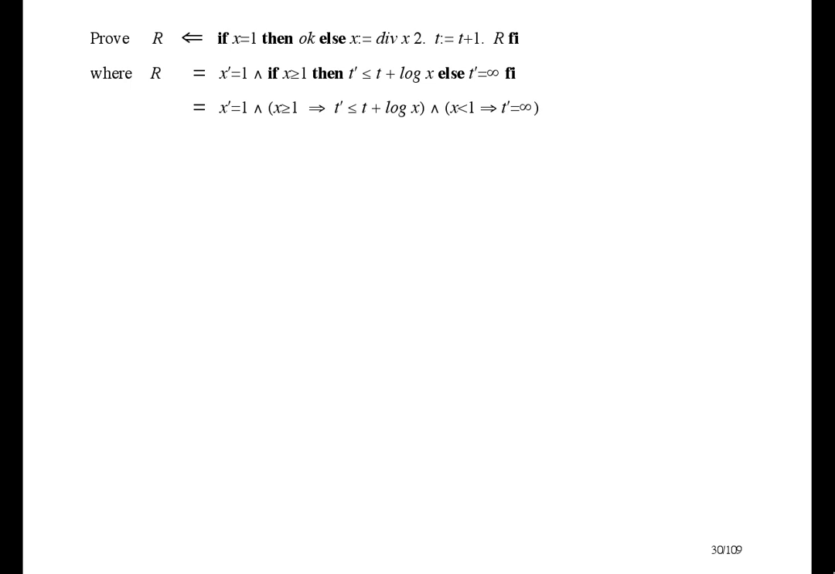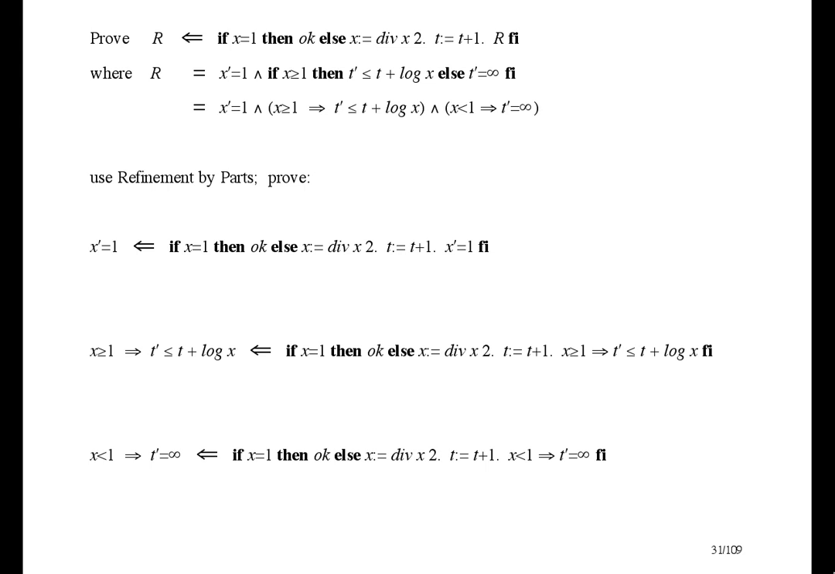One is that x is finally 1. Another is that if x starts positive, then it takes at worst log x time. And the last part is that if x starts non-positive, it takes forever. So, here are the 3 refinements that we have to prove, each one dealing with part of the full specification. Notice that the part occurs both on the left side and again at the end of the right side.